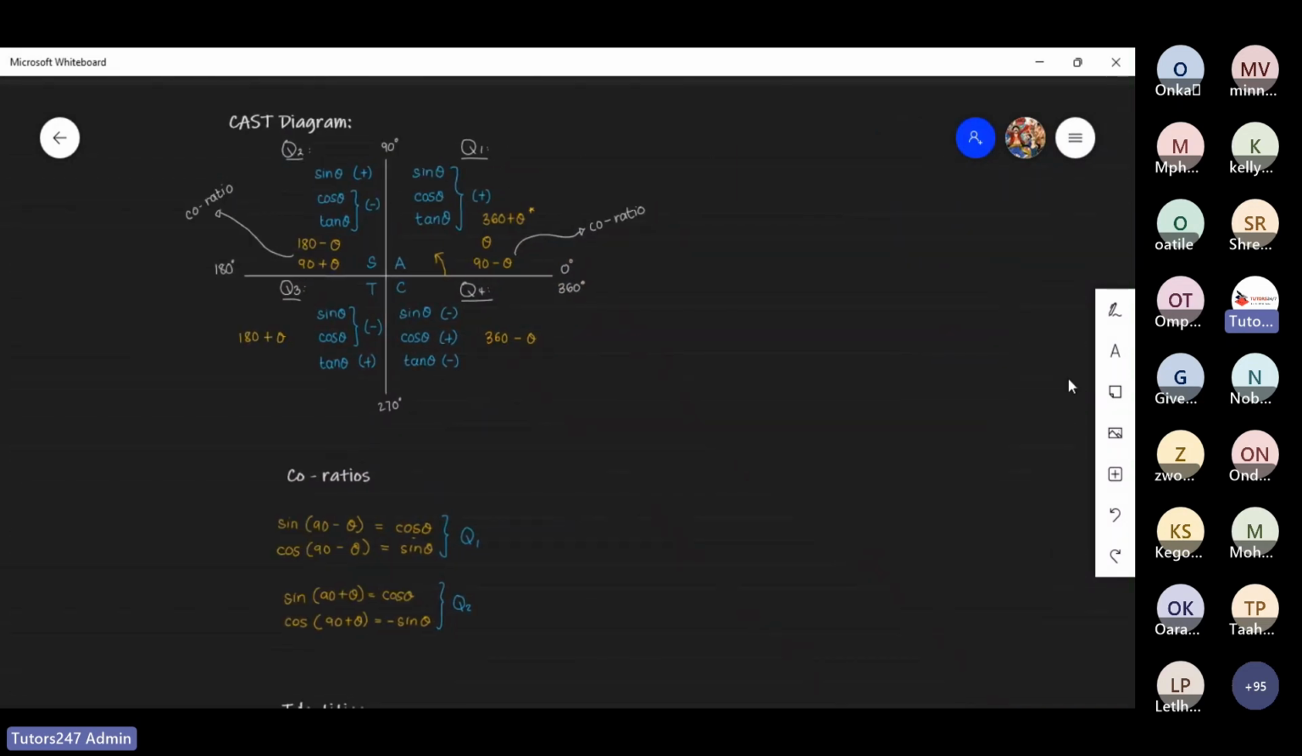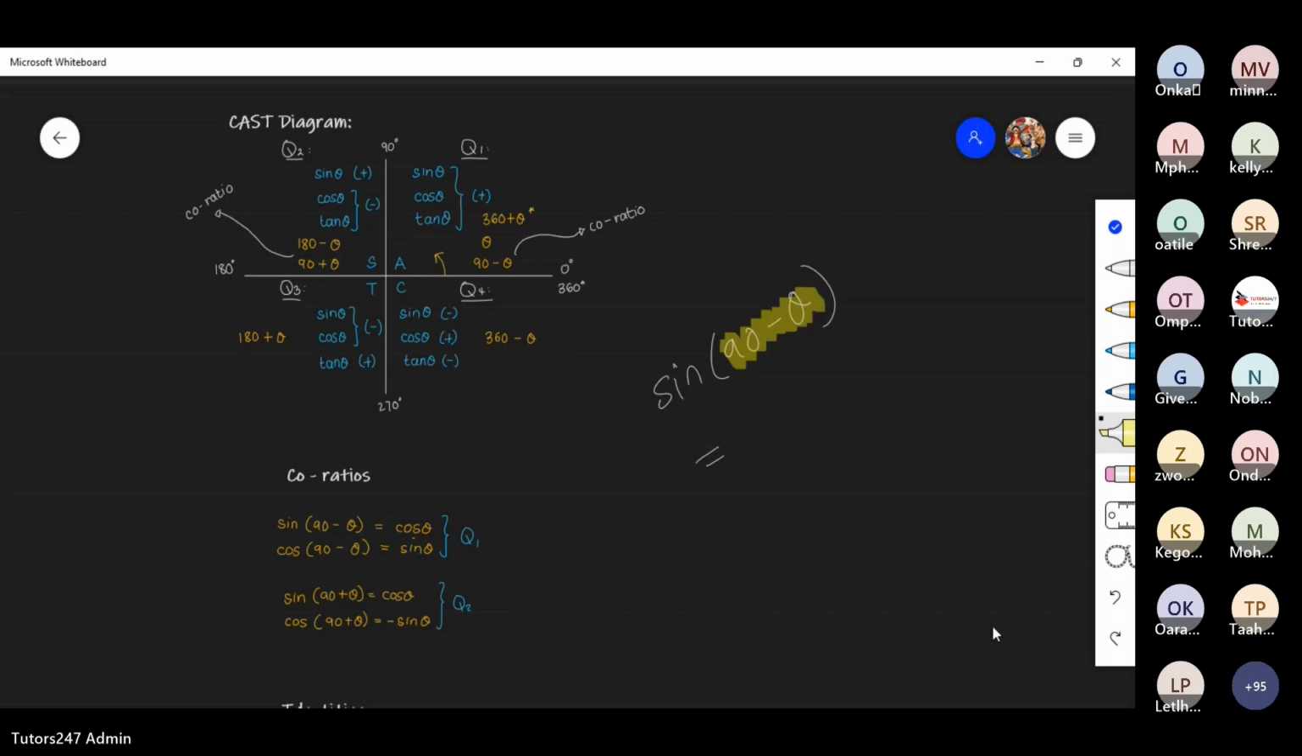So let's have a look at the first one, sine of 90 minus theta. How do we simplify sine of 90 minus theta? So first question that we ask ourselves, what quadrant is sine of 90 minus theta in? We can see that it is in quadrant 1 based on this formula, 90 minus theta. So all you are now doing is matching that formula to the quadrant. So 90 minus theta is in quadrant 1. So we've now identified what quadrant it's in.